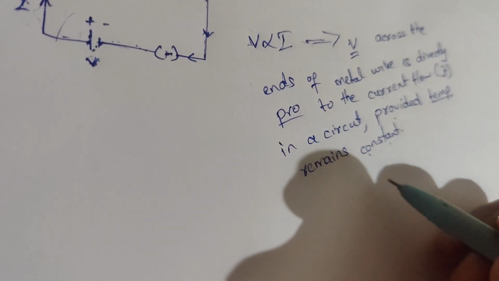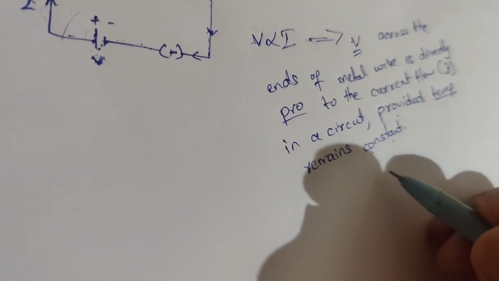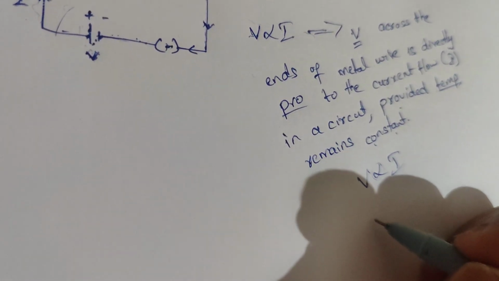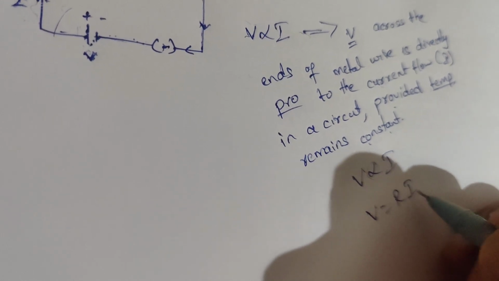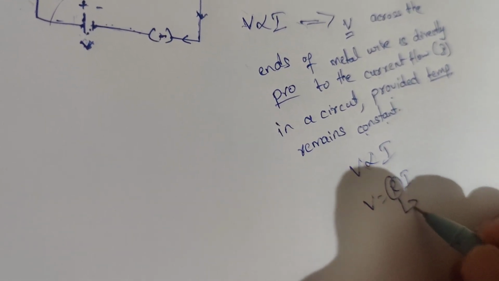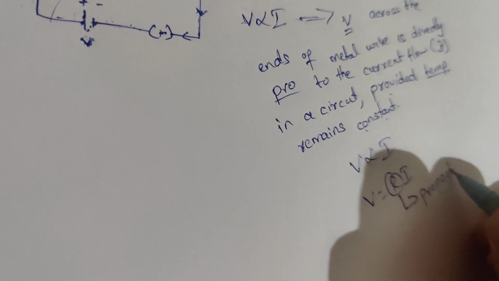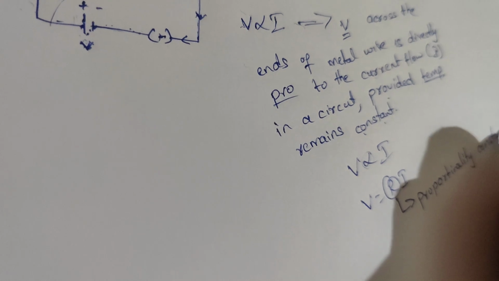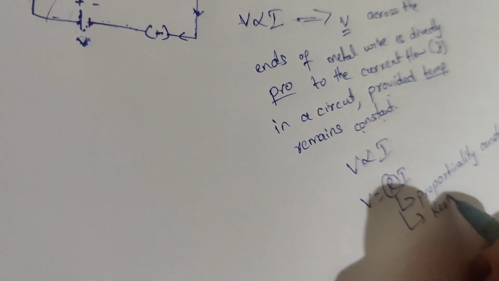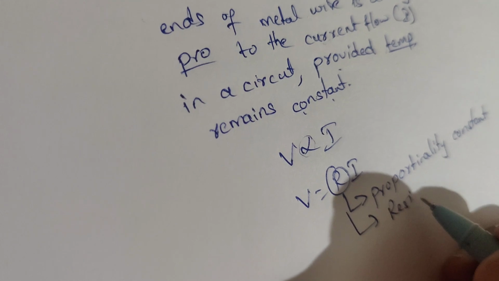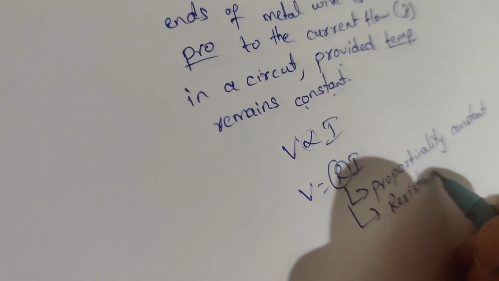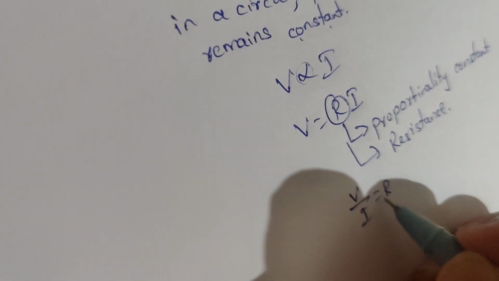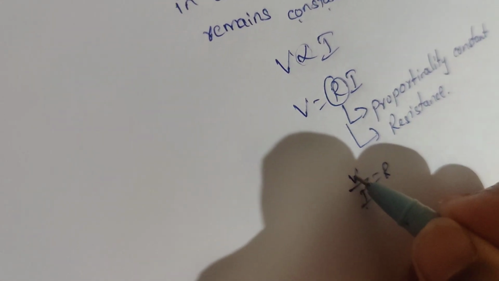Okay, let us derive an equation. V is directly proportional to I. If R is the proportionality constant, V is equal to IR. R is what, children? The proportionality constant. This R is also called resistance. That is, we can also write V by I is equal to R. Here R is resistance, I is current, and V is potential difference.